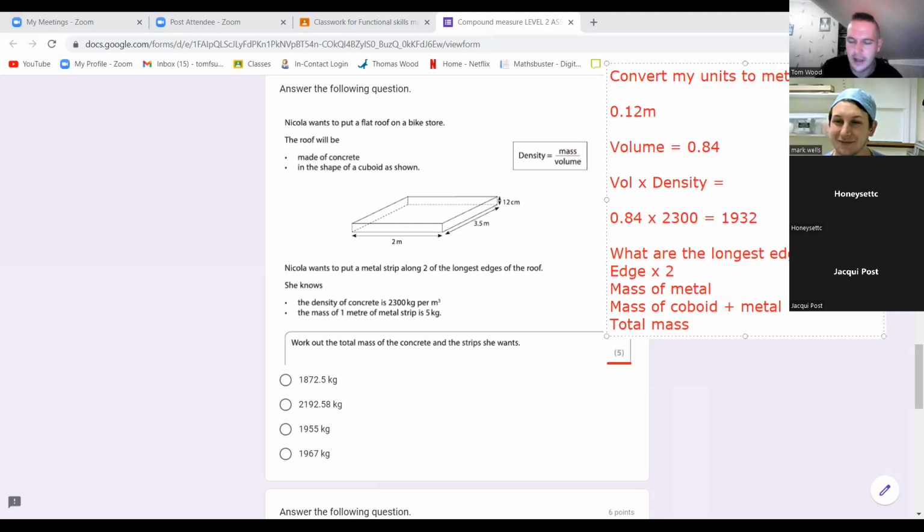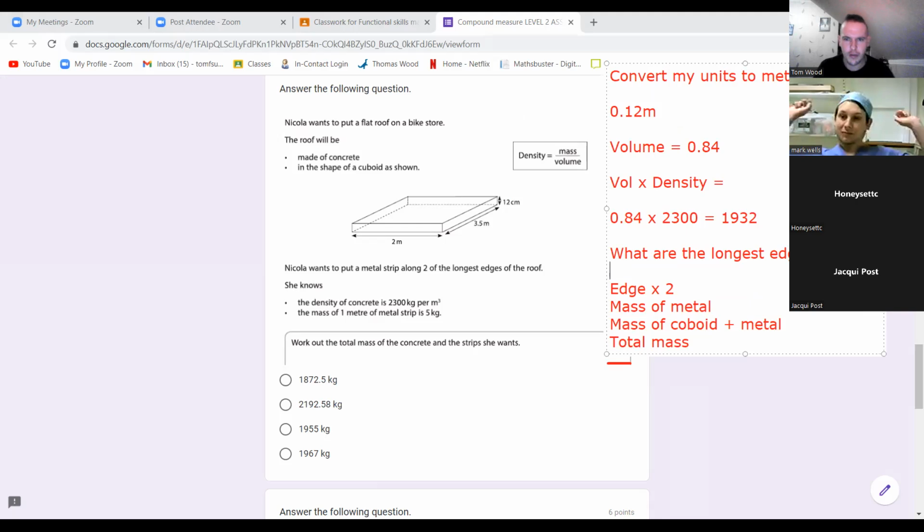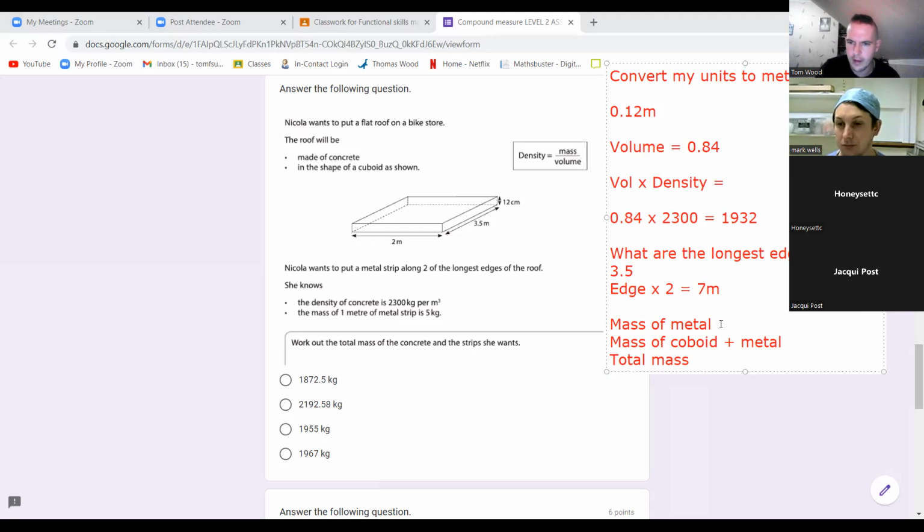Okay, so if we look at the next bit, the longest edge is 3.5 meters. I can see that immediately. I need 2 of them. So that is going to be 3.5 times 2. That means in total, I've got 7 meters of metal that I need. I know that every meter of metal weighs 5 kilograms. So overall, the mass of the metal is going to be 5 times 7, which is 35.